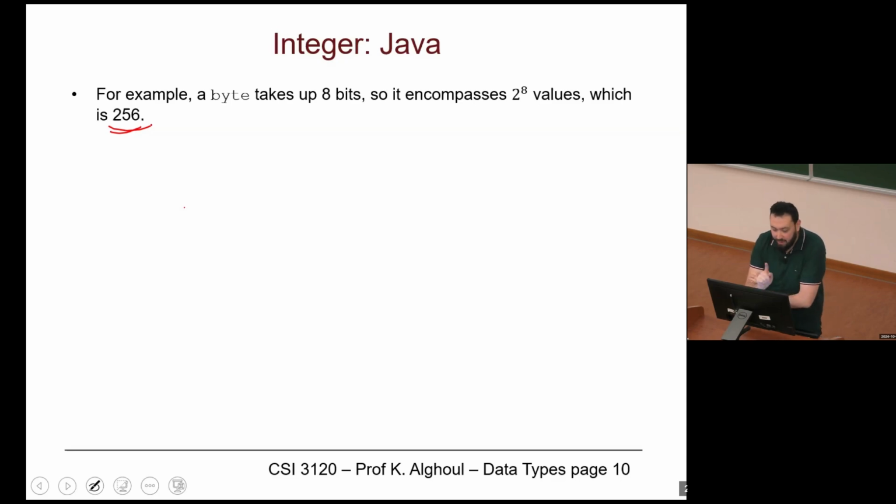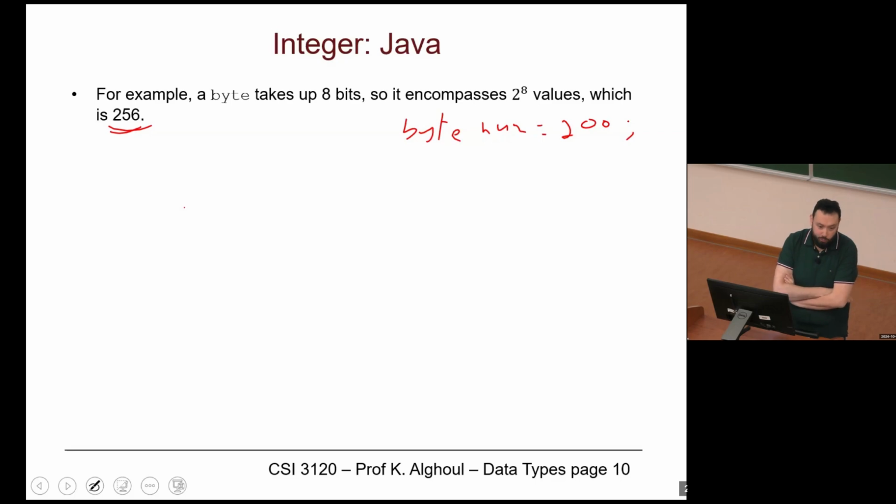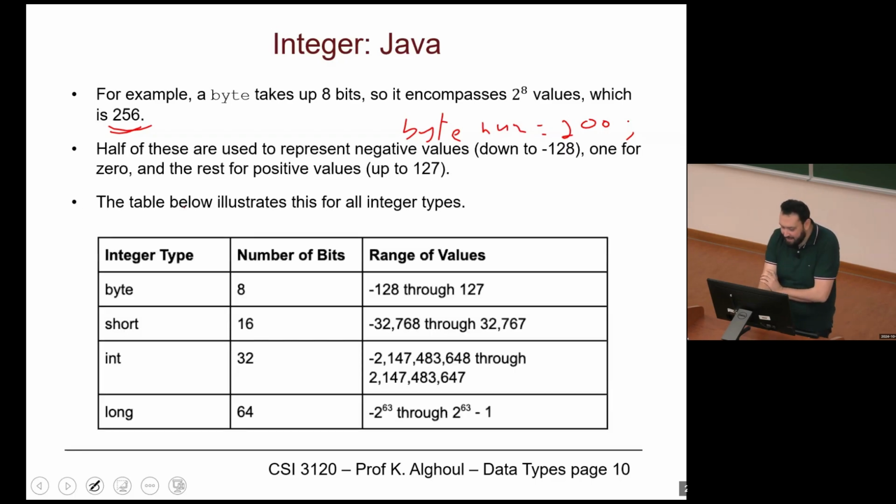So if I have byte num equal 200, will it work? You only get 127 values. Do you see? That's what I want you to pay attention to. If you're using signed, that means you have to cover the negative and the positive. What does this mean? It means it has to go from 128 minus and then 127 for the positive numbers, because I can only have 256 values and I need to cover both negative and positive.